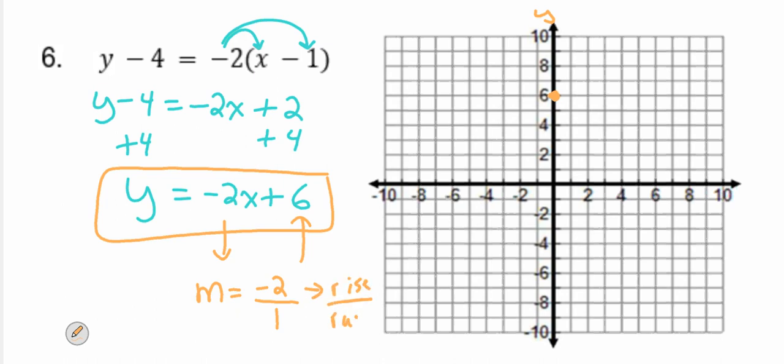Now, once again, our rise is negative, so that does mean we're going to fall, aren't we? From this point, we fall down 2, and we're always going to run to the right, so we run to the right 1. We connect those 2 dots, extend past them, and get a little arrow going. And I think that's it.